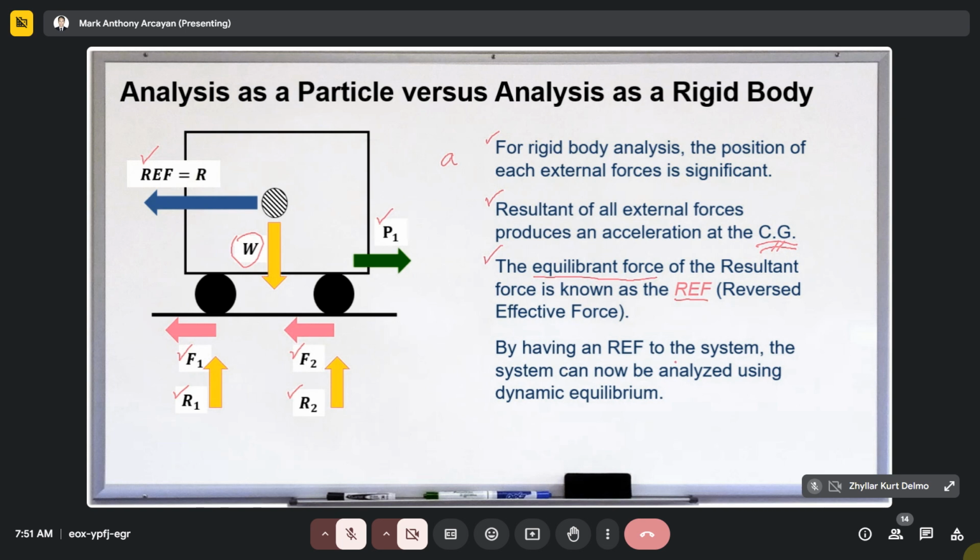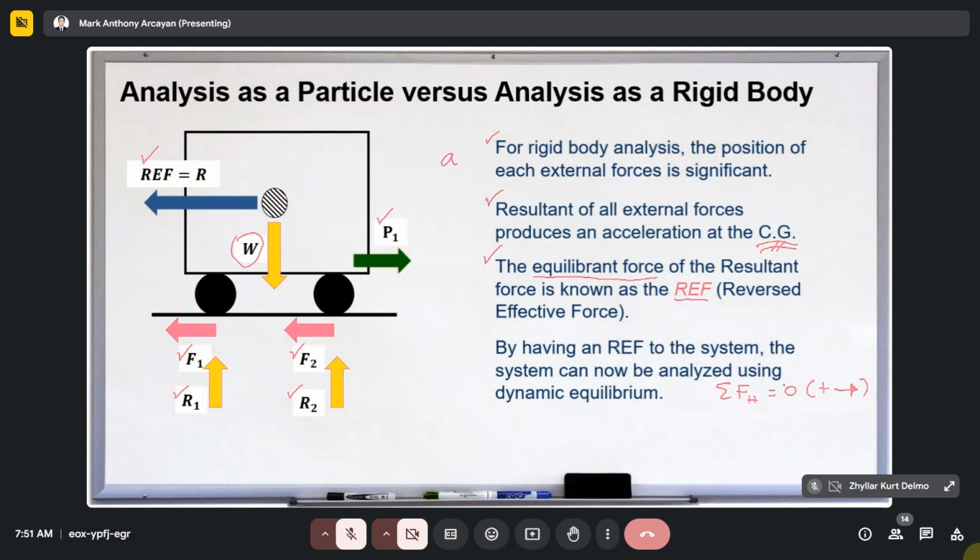So by having an REF, the system can now be analyzed as a dynamic equilibrium. You can now perform the summation of forces, let's say along the horizontal, equals zero. You take positive if the force is pointing to the right. You can now use this. It's like, where is the mass times acceleration, sir? The mass times acceleration for this part has already been carried out by the REF.